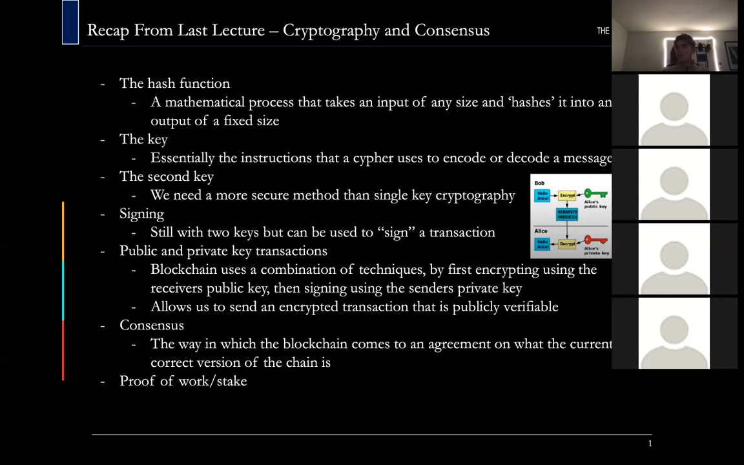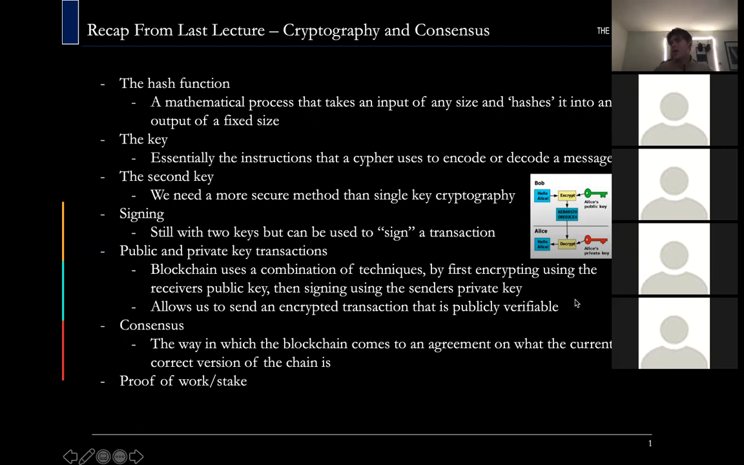I put a little graphic there to the right. Liam talked about that graphic. With the next point, signing, it was the same graphic, but instead of encrypting, it is signing with a signature. It has to be the same signature across the two to prove it's legitimate. Then public and private key transactions. Blockchain uses a combination of techniques by first encrypting using the receiver's public key and signing using the sender's private key, which allows us to send an encrypted transaction that is publicly verifiable. That was all taken right off the slides. It's just a quick update there.